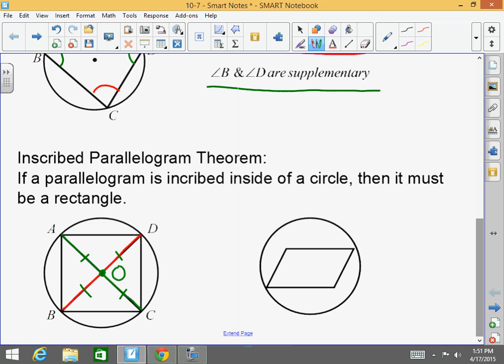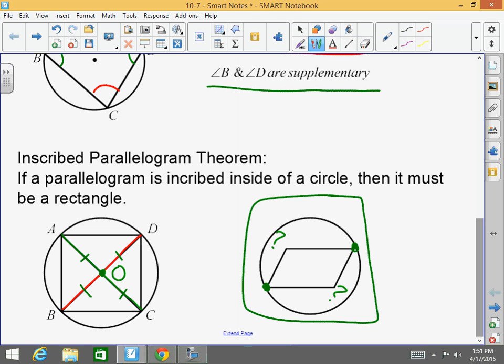Now, in order for this to be true, though, the parallelogram must be inscribed. If you look at this guy over here, you have a parallelogram in there. But is that truly inscribed in the circle? No, because you just have two intersection points. What about these guys? They don't intersect. So therefore, that is not inscribed. That is a parallelogram that is inside of a circle, sure. But it is not categorized as being inscribed in a circle.